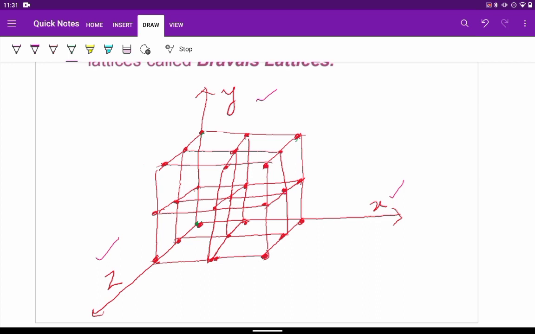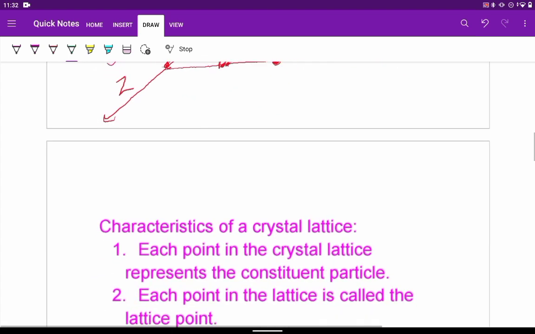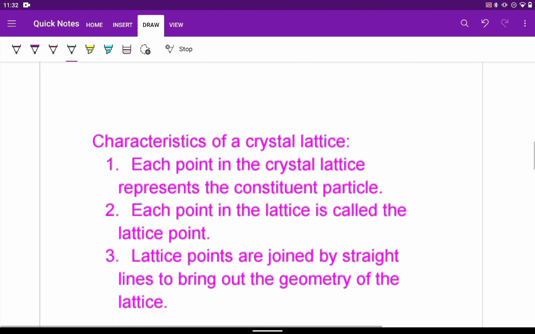After that, using another square, you draw the cube. Then you take the midpoints of all the edges and join the midpoints of the opposite edges, and you get this three-dimensional structure. So this is a crystal lattice. Now out of this there will be one unit cell that I'll show you subsequently.